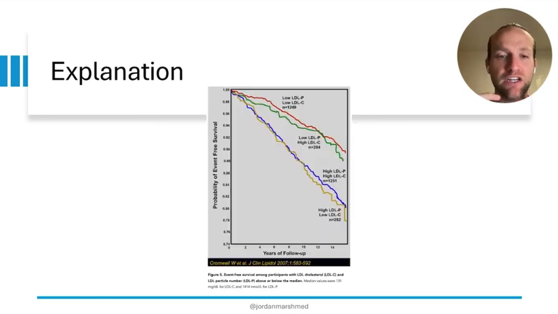All right, here is a graph that is important to see. Let's go through it really in depth. On the x-axis is years of follow-up, and on the y-axis is probability of event-free survival. This is kind of like a survival curve. The probability of survival should be high for those that have low LDL particles and low LDL cholesterol, all right? And that's exactly what you see here. So here we have concordance. We have agreement between low LDL particles and low LDL cholesterol.